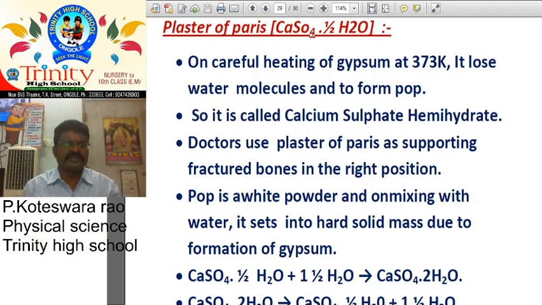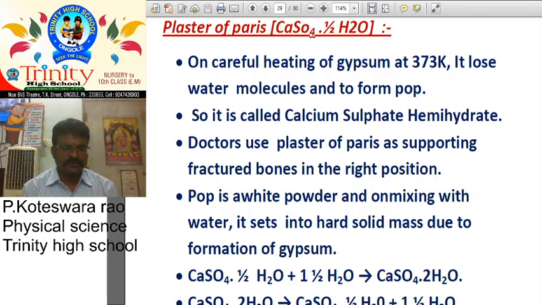Gypsum formula we already discussed: CaSO4·2H2O. We heat that gypsum at 373 Kelvin. 373 Kelvin means how many degrees Celsius? 373 minus 273, 100 degrees Celsius. But in some books, 150 degrees Celsius is given. In higher standards, 150 degrees Celsius is given. Okay, no problem. Approximately 373 Kelvin.